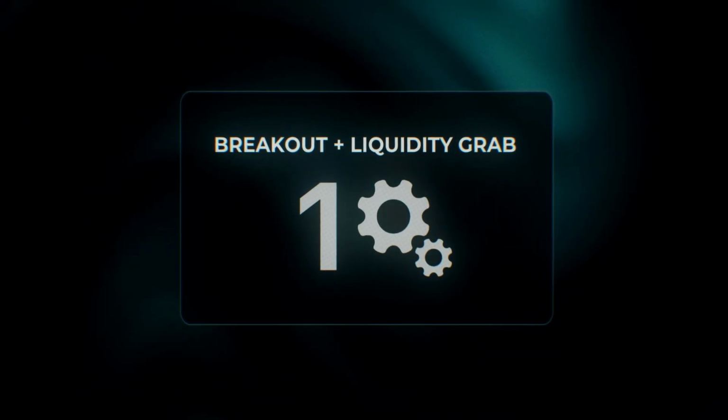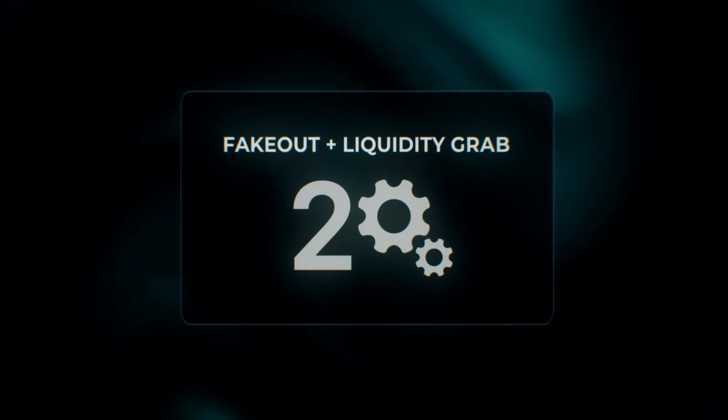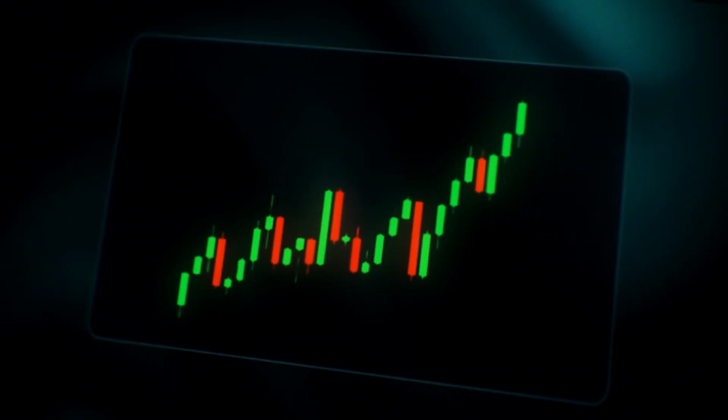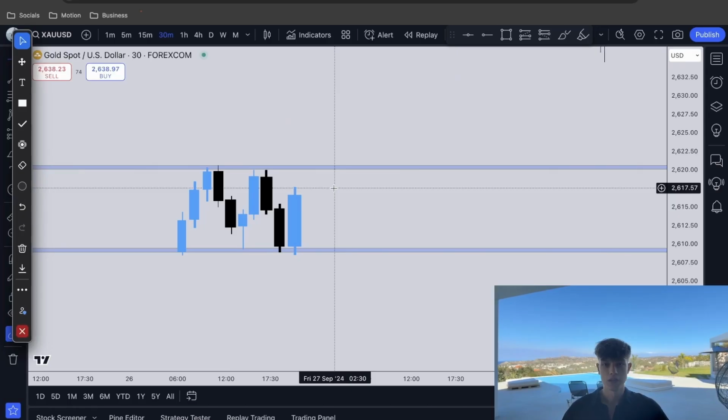step. But there's two setups in this strategy, and there's 4 entry types to those setups. So setup 1 is breakout plus liquidity grab, setup 2 is fake out plus liquidity grab, and as I said, there's 4 entry types to those setups. So without further ado, let's get into the charts and let me explain what actually goes on and what each setup means. All right, so let's go over it fast.